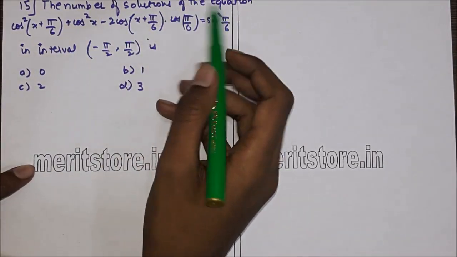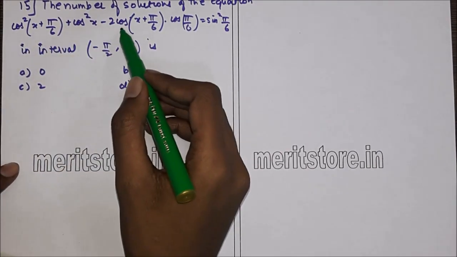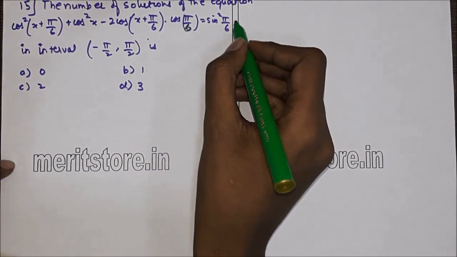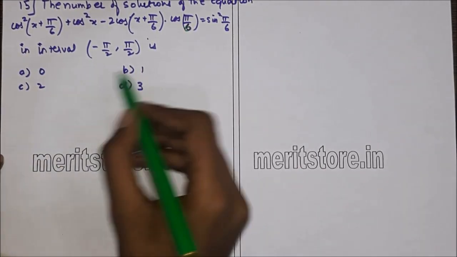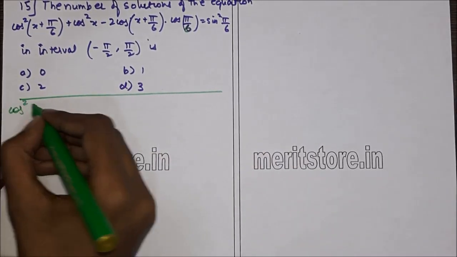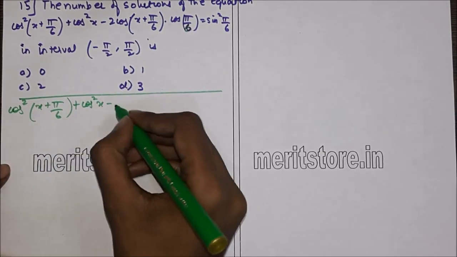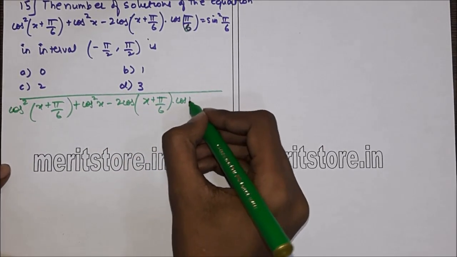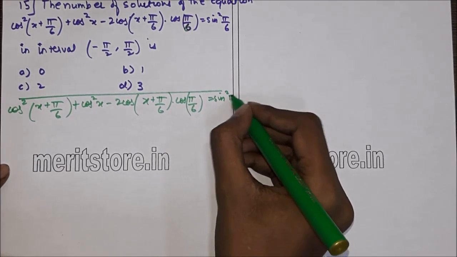The number of solutions of the equation cos²(x + π/6) + cos² x − 2 cos(x + π/6) cos(π/6) = sin²(π/6) in the interval −π/2 to π/2 is A 0, B 1, C 2 or D 3. First we consider the equation cos²(x + π/6) + cos² x − 2 cos(x + π/6) cos(π/6) = sin²(π/6).